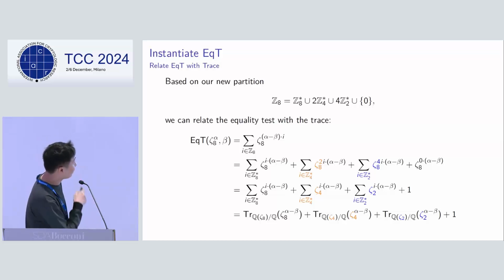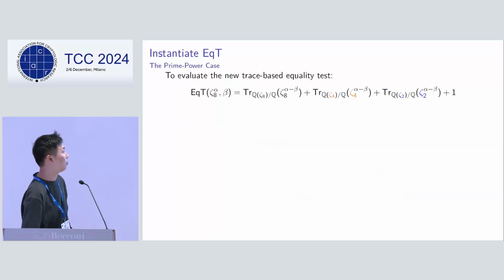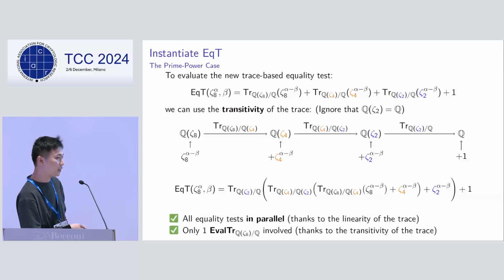To evaluate this trace, we can use the transitivity of the trace. We only need to add the subring or subfield elements into the intermediate results during the evaluation of the trace tower. So all the good things come back. That is, we can do all the equality tests in parallel, and we only need to evaluate the trace of the largest extension only once.